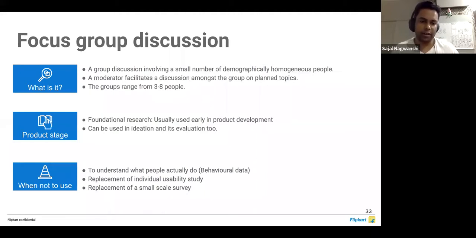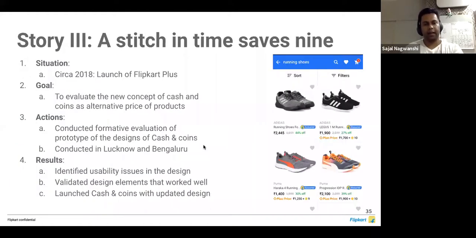It's an extremely important or essential method to use in foundational research. Early product user research is a very essential method for use in early stages of product development. When not to use it, it's not a great method to observe behavior. So do not go testing your product while doing a focus group discussion. And it cannot also be a replacement for an individual usability study or maybe a small scale survey. Do not try to do a survey in a focus group discussion. So essentially, focus group discussion is very good when you want to get wide attitudinal responses of people and people's attitudes and opinions on different aspects.